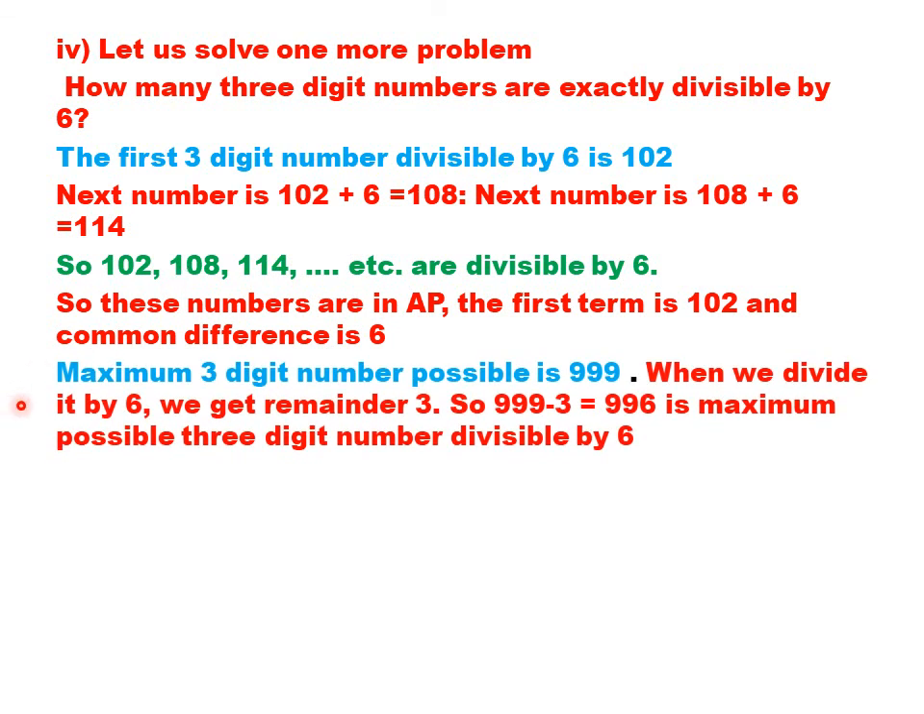So we have to find the highest 3-digit number which is divisible by 6. The maximum 3-digit number possible is 999. When we divide it by 6, we get a remainder 3. So 999 minus 3, which is equal to 996, is the maximum possible 3-digit number which is exactly divisible by 6. So the series will be 102, 108, 114, and the last term is 996.